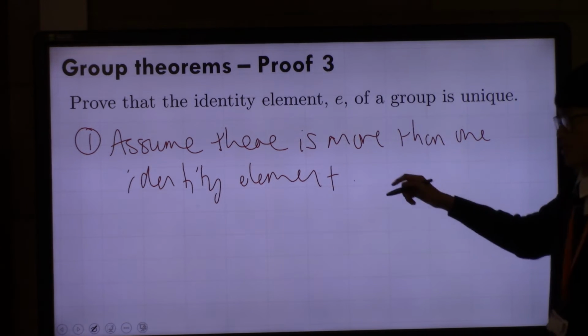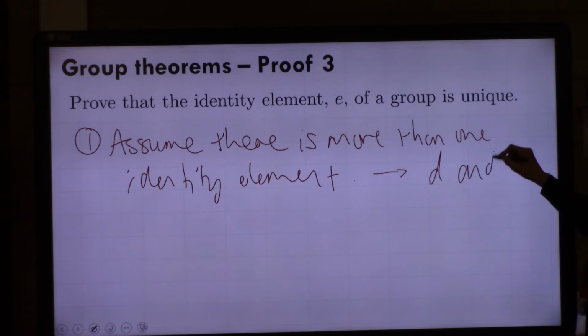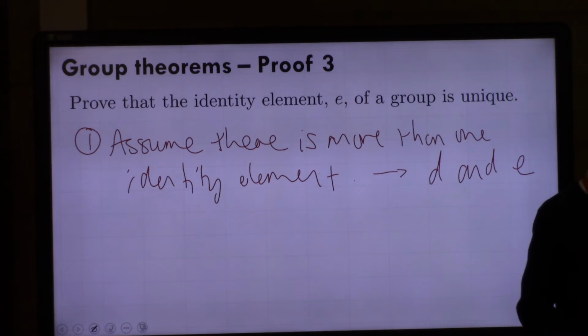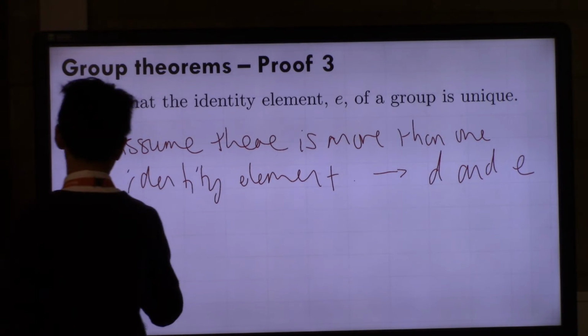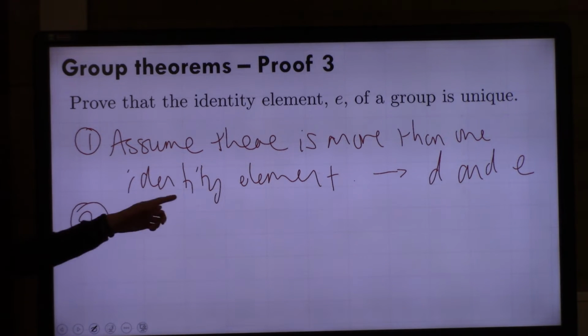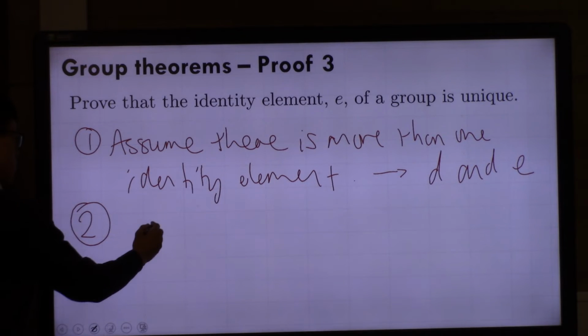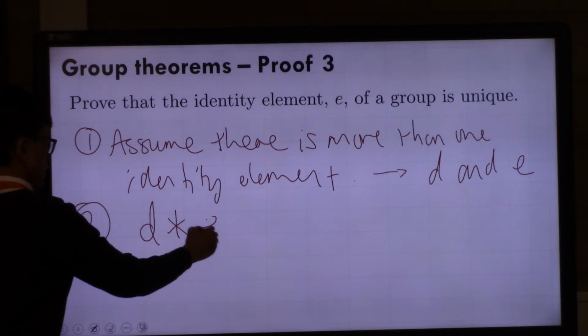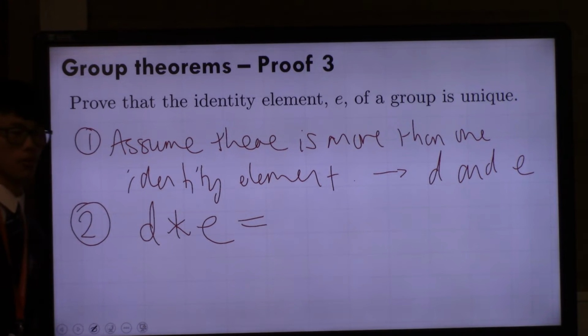Okay, we can pretend that there's two, and we'll call these D and E. Okay, right. Our next step, we know that if we multiply an identity element by something else, you get that same element back. So if we say D star E, we know this is equal to, does anyone know what this is equal to?